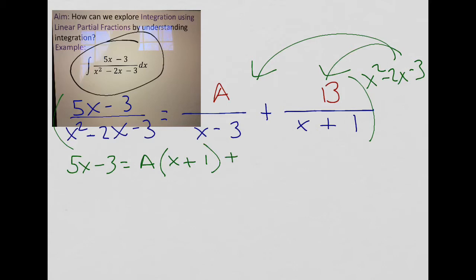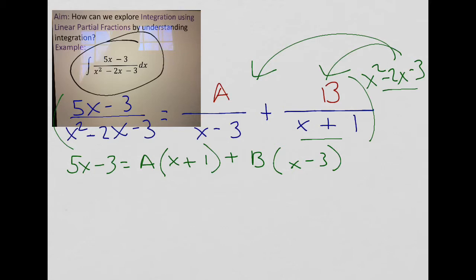Similarly, something like that will happen when I multiply it to my second fraction. The x plus 1 will cancel with the factor of x plus 1 in x squared minus 2x minus 3, leaving me with B to be multiplied with x minus 3.